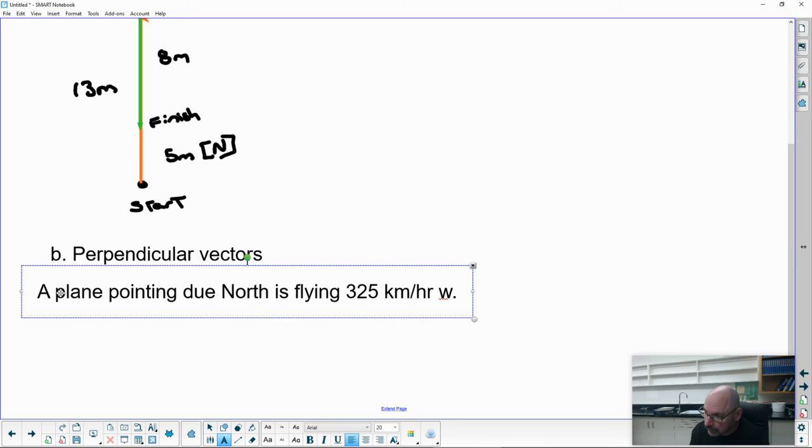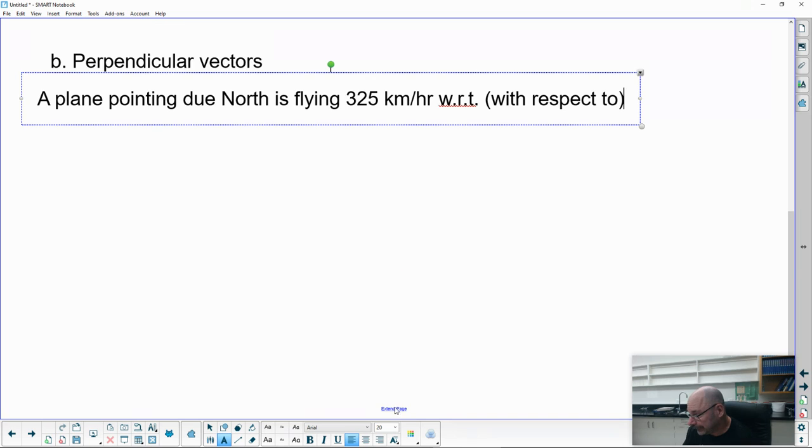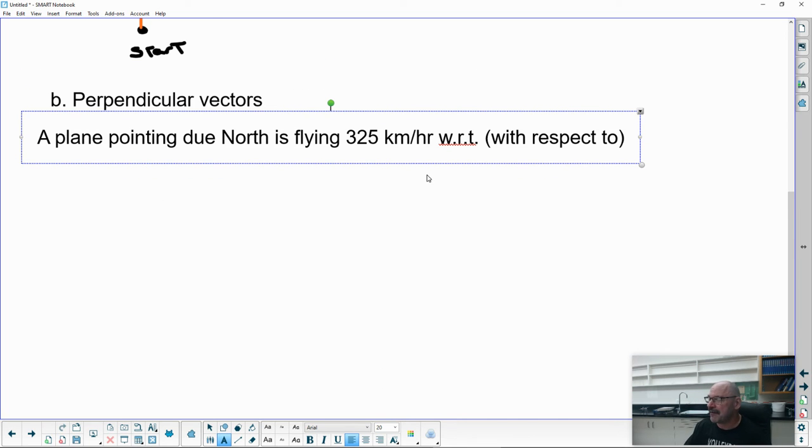Now, I use this to represent "with respect to." If you see that abbreviation, it's because generally speaking, physics guys are lazy. They don't like writing stuff. Or maybe it's just me, I don't know. Could be either or. So with respect to the air, that means it's moving 325 kilometers an hour through the air.